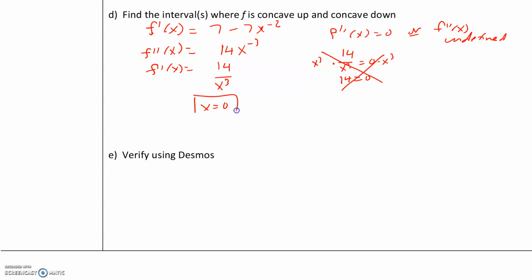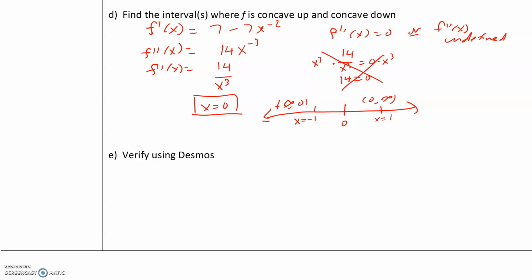So there's only one point of inflection, which is x equals 0, which I'm going to put in the middle. So the interval here is from -infinity to 0. This is from 0 to infinity. And take a test point. Take x equals -1, take x equals +1.